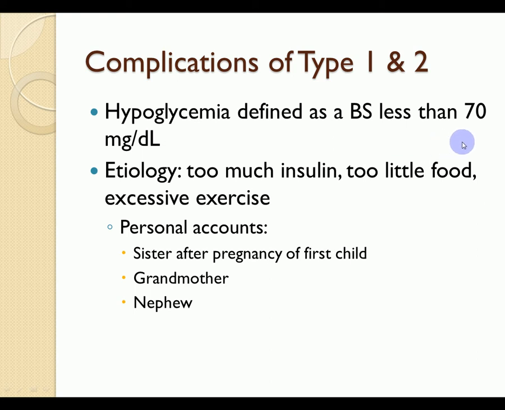Complication of type 1 and type 2. Hypoglycemia is defined as blood sugar less than 70 milligrams per deciliter. Etiology, because what causes hypoglycemia? Either too much insulin, too little food, or excessive exercise.